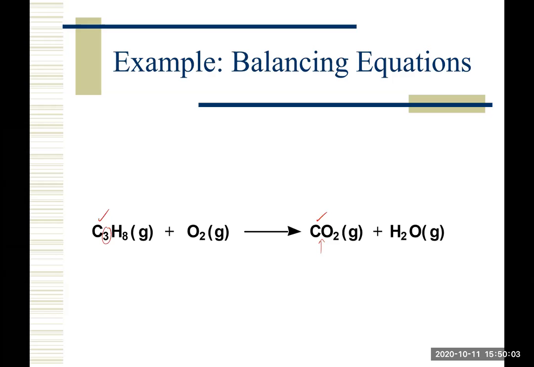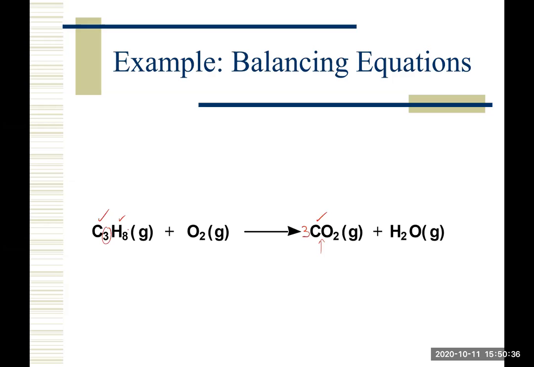To balance this, we're going to put a 3 out in front of CO2. And you can see why we're saving oxygen for later, because putting that 3 out in front of CO2 means that we've impacted the oxygen that we have. The next atom that we're going to balance on each side of this reaction equation is hydrogen, because hydrogen occurs in propane on the left side and only in 1 compound on the right side, water.